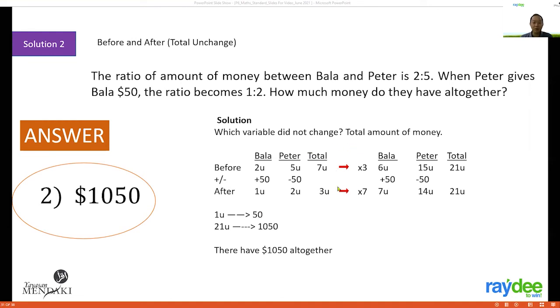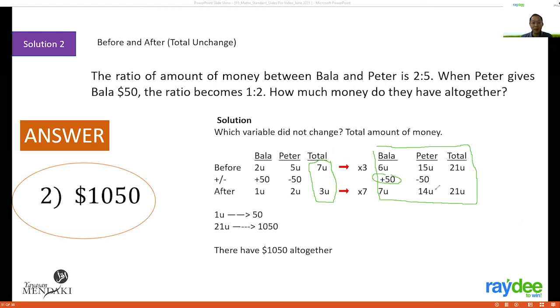Total amount of money did not change here, so we've got to make these the same. Okay, the total to make it 21. Okay, common multiple. So to do that, here you've got times 3 and here you've got times 7, and we get our new set of ratio, which tells us that 1 unit equals 50.